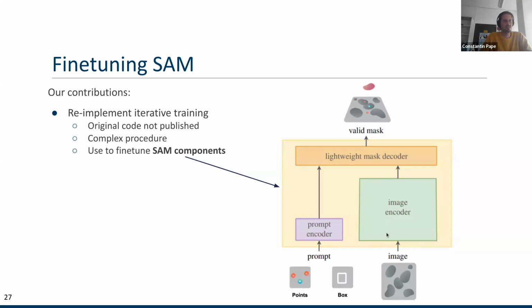So meaning the image encoder, the one that just processes the image, this prompt encoder for the point or box input, and also mask input, and then the mask decoder that outputs a mask. So this is the first main methodological thing that we did.